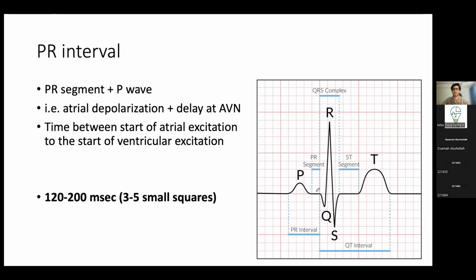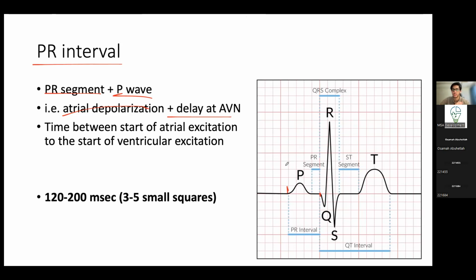All right. Next, we have the PR interval, which is from the start of the P wave to the start of the QRS complex. All right, we call this the PR interval. So the PR segment plus the P wave. I think that's pretty clear. So P wave plus the PR segment makes up the PR interval. It basically represents atrial depolarization plus the delay at the AV node. So it's basically the summation of the two things that we talked about earlier. Okay, so it's just the time between the start of the atrial excitation to the start of the ventricular excitation.